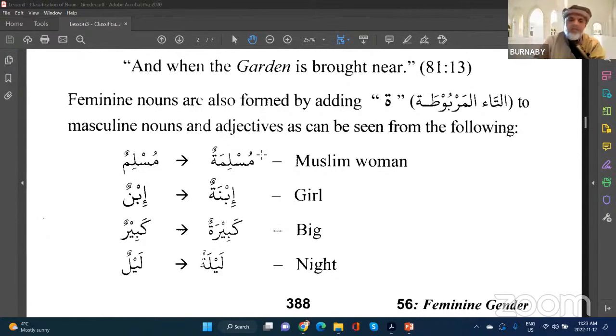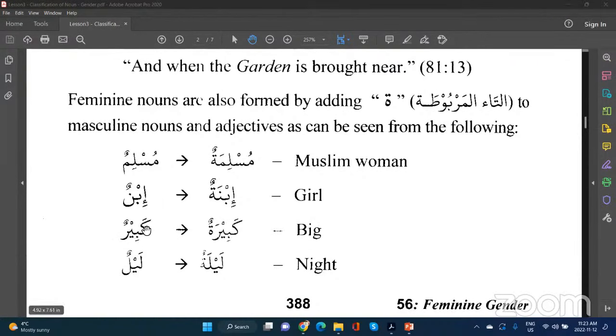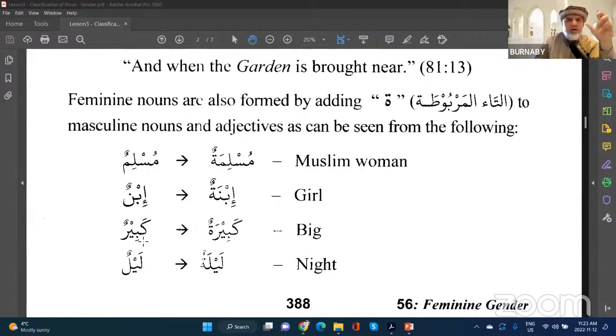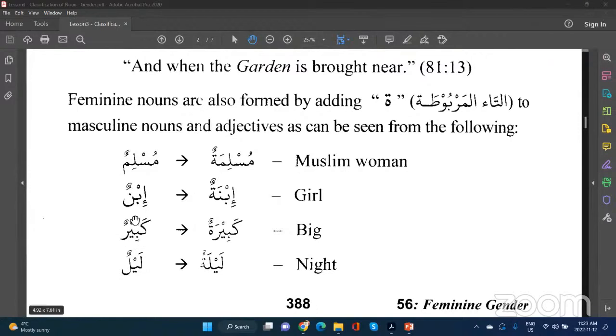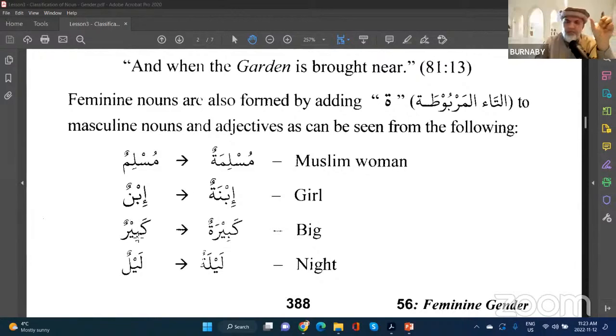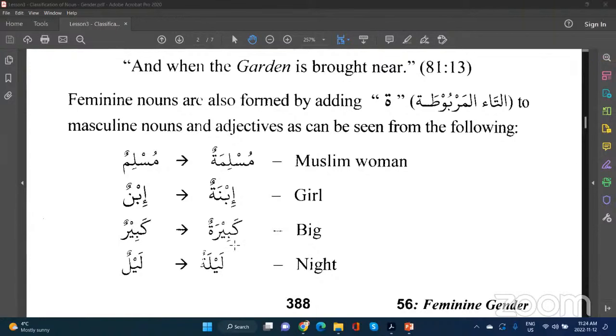Okay. So Kabirun, now the top two words, they are humans, right? Muslimatun and Ibnatun. But look at the other words. Kabirun is not a human word. It's non-human, right? If you say Kabir, meaning big, that will be masculine. But if you say Kabiratun, that becomes feminine.